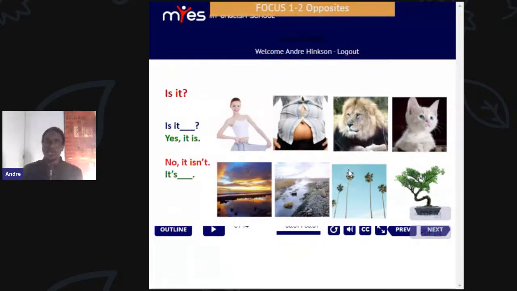Now let's look at picture 4. So let's ask the same question. Is it big? Here we have a kitten, which is a baby cat. So is it big? The answer would be no, it's negative. So no, it isn't big. Then you respond with the positive. It's small. So remember, the opposite of big is small. So no, it isn't big, it's small.